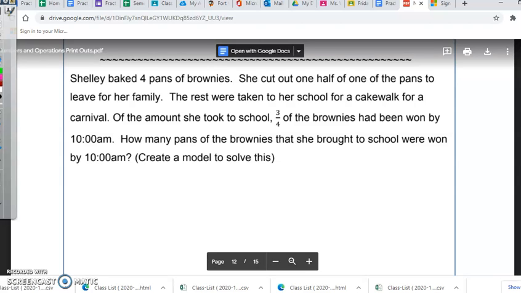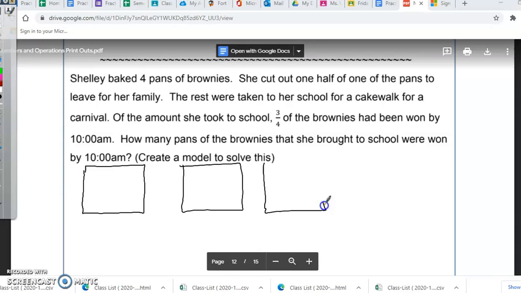Okay, so what we're going to do is break this into pieces because this can be a lot. So this says Shelley baked 4 pans of brownies. Okay, so I'm going to model this. 1, 2, 3, 4. 4 pans of brownies.